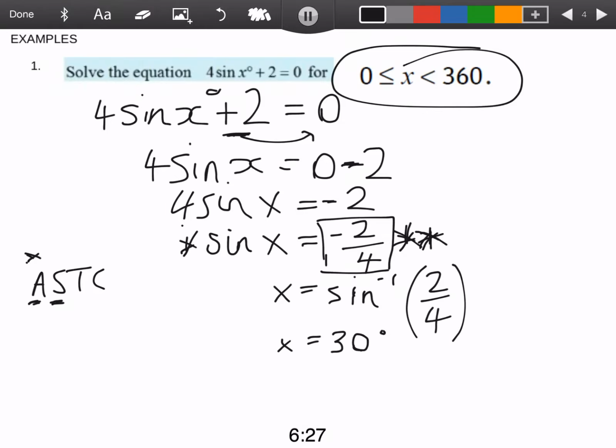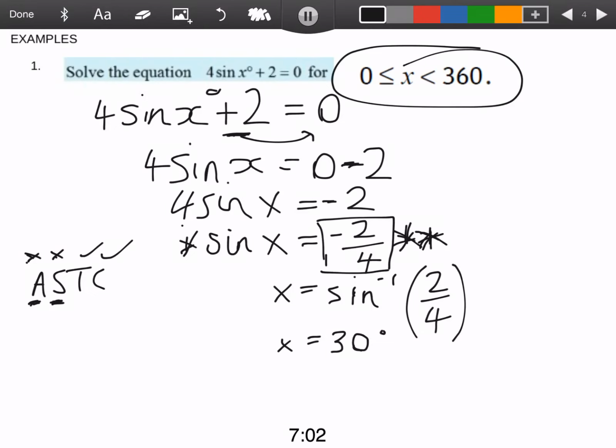In the second quadrant, the letter S is second. S stands for sin. In the second quadrant, sin is positive as well. That's not one we're looking for. It's actually the third and fourth. In the third quadrant, tan is the only positive one. Therefore, sin is negative. In the fourth quadrant, C stands for cos. Cos is the only positive one. Therefore, sin and tan are both negative. So it's actually the third and fourth we're looking for. This here, x equals 30, that's our calculator answer, which would be our first quadrant answer. That is not an answer we're looking for.